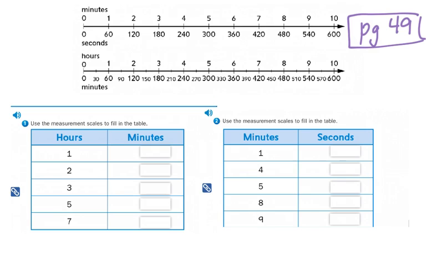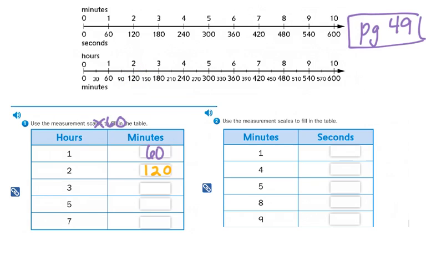Notice that the top one is minutes and seconds, and the bottom one is converting hours to minutes. We did something similar to this when we converted yards to feet and feet to inches. So just remember there are 60 minutes in an hour, so we can multiply by 60. But I also can use this measurement scale right here since I'm working hours to minutes. So 1 hour would be the same thing as 60 minutes. 1 times 60 is 60. If I look at 2 hours, it is the same thing as 120 minutes.